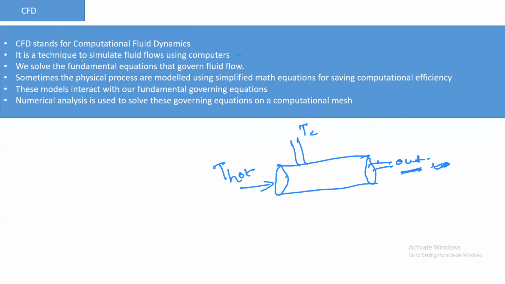It is a technique to simulate fluid flows using computers. This problem statement you can define in your computer and you can simulate to predict, if you are giving water at 60 degrees Celsius and water at 10 degrees Celsius, what would be your outlet temperature? At outlet, what would be your temperature? If you want a certain temperature to come out, what should be your velocity? What should be your temperature?